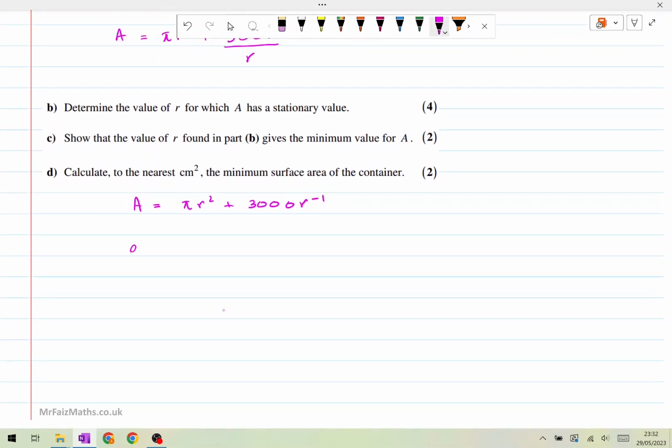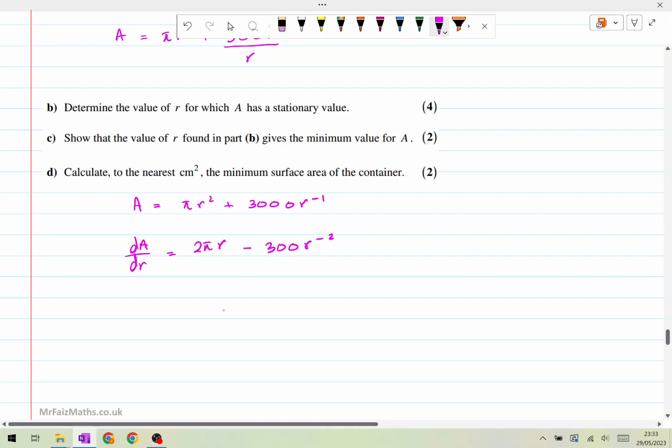So if we differentiate this one, so I'm going to say that's dA over dr is equal to, so differentiating pi r squared with respect to r is going to be 2 pi r. Then differentiating this, if you bring the power to the front, we're going to have minus 3000 r to the power minus 2. So that's the differentiation step done. So we need to make this equal to 0 and then find a way to solve this. So if I then say that this is equal to 0, what I'll do is take this term to the right hand side just to make that positive.